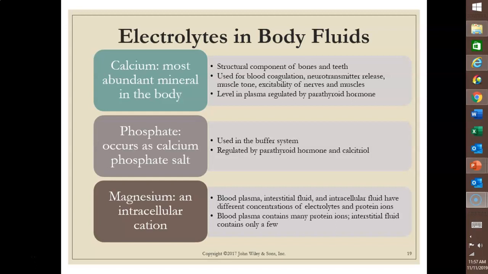Magnesium is the second most common intracellular cation, and it serves as a cofactor for certain enzymes that are needed for the metabolism of carbohydrates and proteins, and it's also needed for sodium-potassium pumps. Magnesium is needed for normal neuromuscular activity, and plays a role as a cofactor also in synaptic transmission and myocardial functioning.